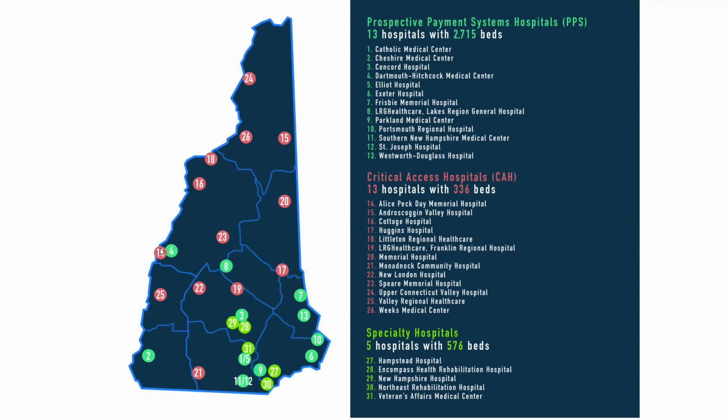It's over here, right next to Dartmouth Hitchcock. If I went to Alice Peck Day, they would get cost plus reimbursement. So instead of being told, hey, you're going to get $5,000 regardless of what it costs, Alice Peck Day, if I got admitted there, would calculate all the costs and all the expenses they spent on me, and they would report a cost, and then they would get cost plus reimbursement for the care that they're giving.